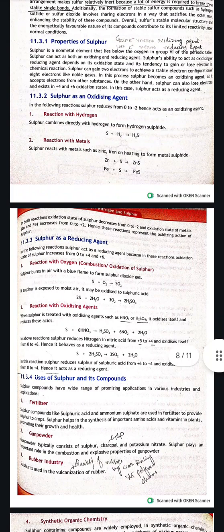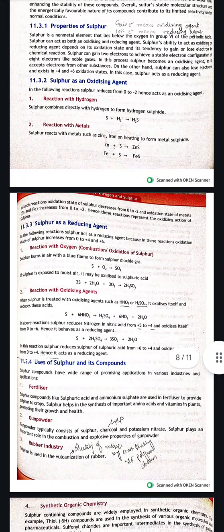Sulfur can act as both oxidizing and reducing agent. Sulfur's ability to act as oxidizing or reducing agent depends on its oxidation state and its tendency to gain or lose the electrons. Sulfur can gain 2 electrons to achieve a stable electronic configuration like noble gases. In this process, sulfur becomes an oxidizing agent, and it accepts electrons from other substances.